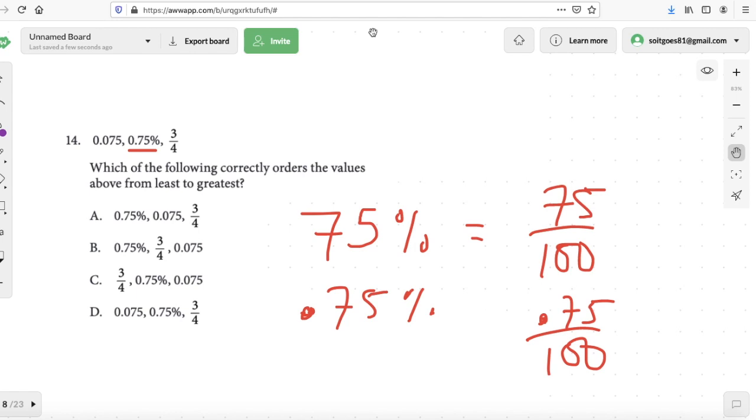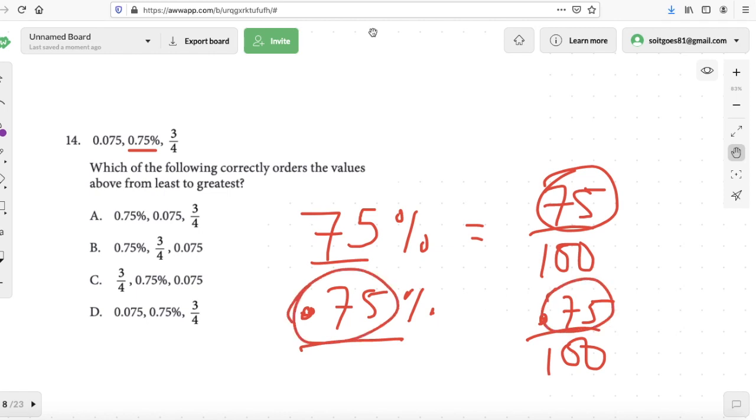Does that make sense? Or no? Yes. Okay. So whatever the percent is, you just take that and divide it by 100, and you get the equivalent value. In this case, with 75%, we put 75 over 100. In the case of 0.75%, take the 0.75 and divide by 100. 0.75%, by the way, is very, very small. Is that bigger than or smaller than 0.075? I would say bigger.